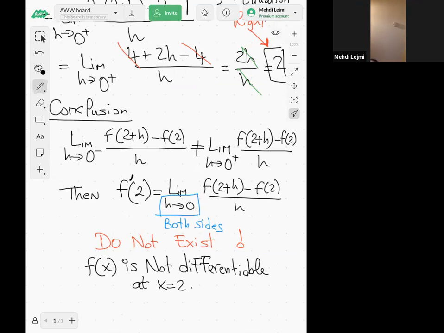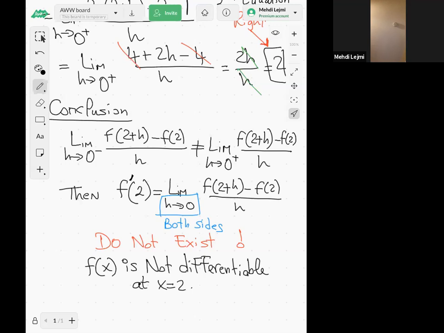For sure, you're going to have a similar problem in the test. You need to make sure that you know how to answer similar problems, right? For 100%, this is going to be in the test. You need to know how to compute this limit from the left, limit from the right, and see whether they are equal or not. Okay. So, if there are no questions, guys, yeah.